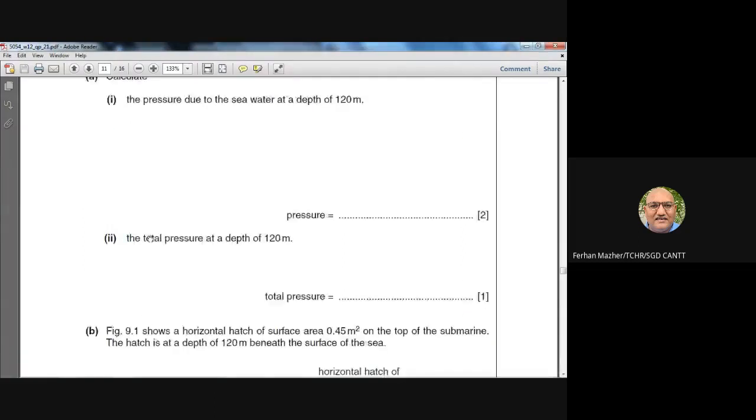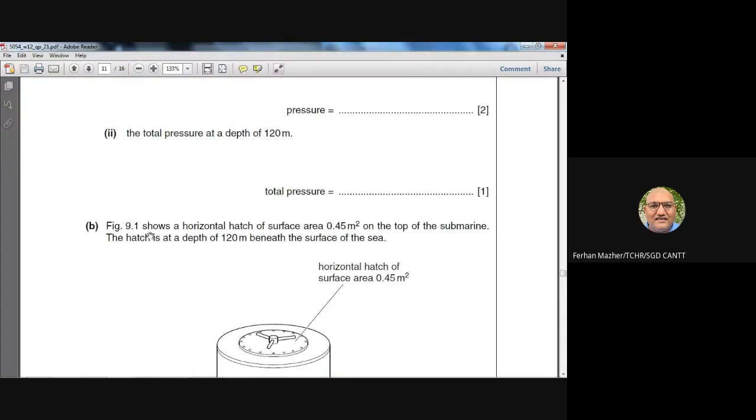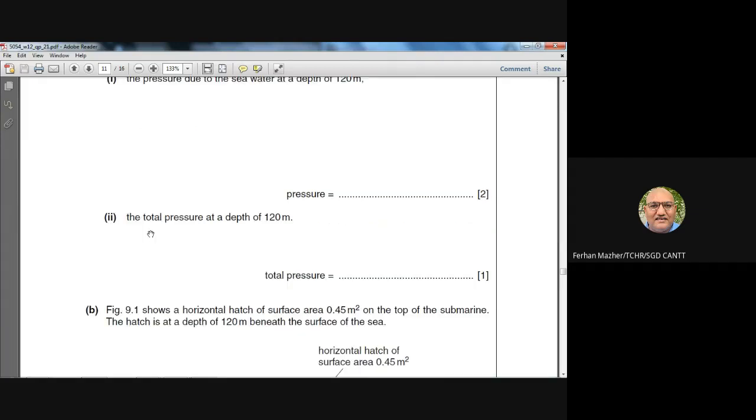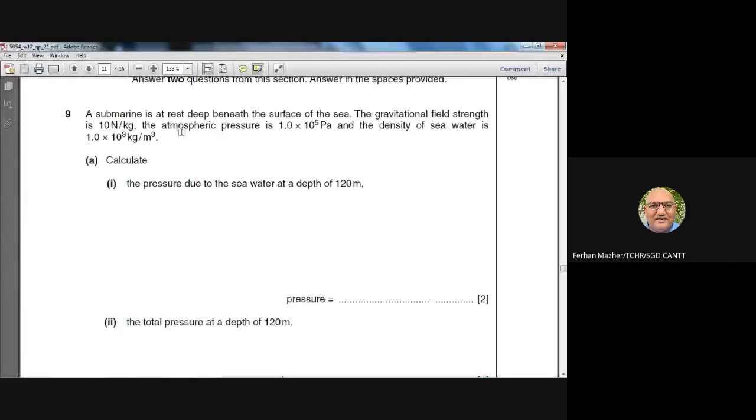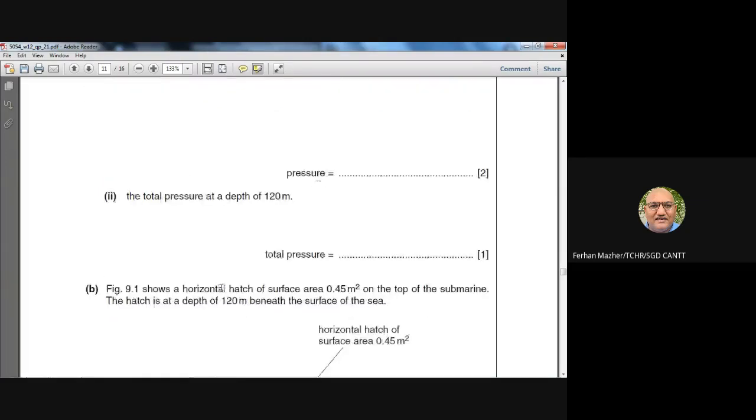Okay, the next question is the total pressure at the depth of 120 meters. The total pressure at the depth of 120 meters will be the pressure of the water plus the atmospheric pressure. The value of the atmospheric pressure is given here. It is 1 x 10^5 Pascal, and we just calculated in the first part the pressure of the water. So we will add these two values and we will get the total pressure at the depth of 120 meters. So it's a 1 mark numerical. I have done this on a paper.